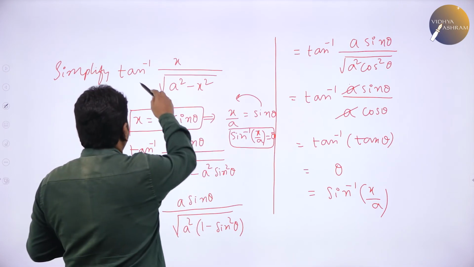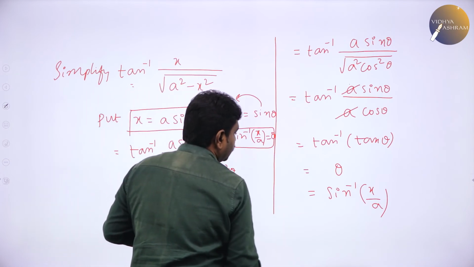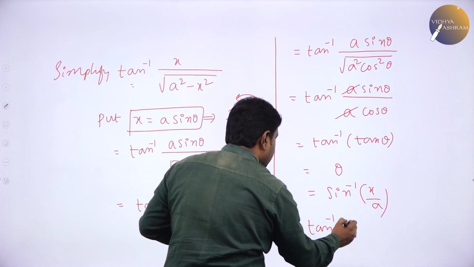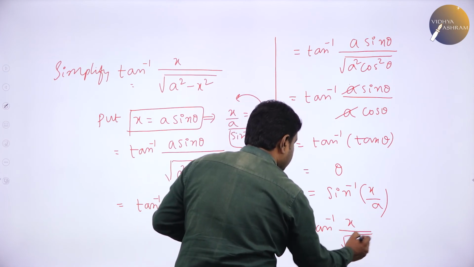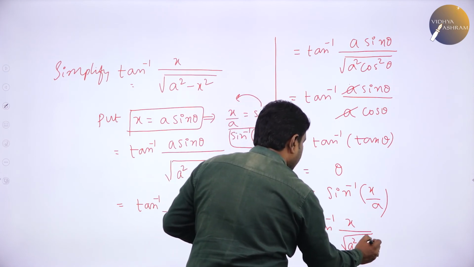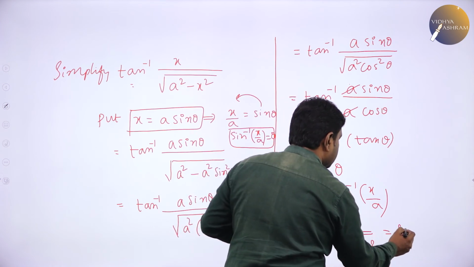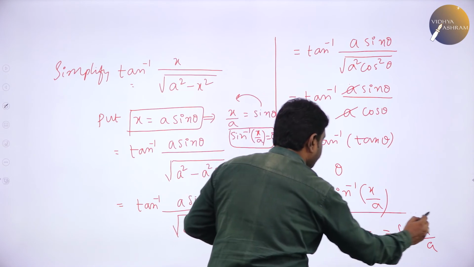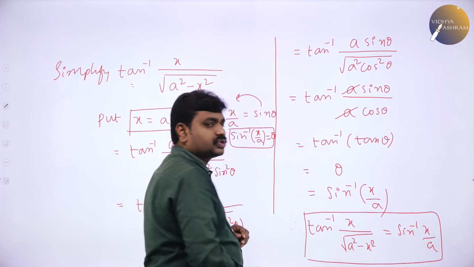So now this is the problem. This problem can be written like this. So finally what is the conclusion? Tan inverse of x divided by root of a square minus x square can be written as just sin inverse x by a. I can write it like this. This is the simplest form. I hope all of you understood this.